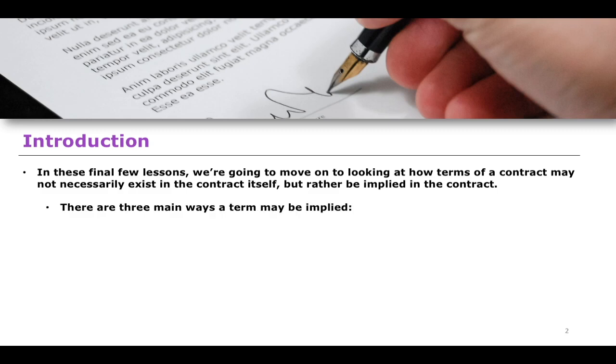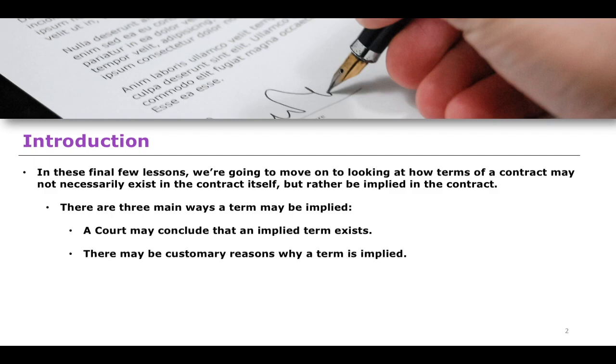And there are two ways in which it can be implied into a contract. Terms can be implied by way of a court. A court may conclude that an implied term exists. There also might be customary reasons why a term is implied, given the facts of the particular contract and the particular market that contract is seeking to regulate. This may also be a way in which contracts may have terms implied into them. This is also something that would be determined by a court, often when there is a dispute. You could also find ways in which a term can be implied using the Consumer Rights Act from 2015.